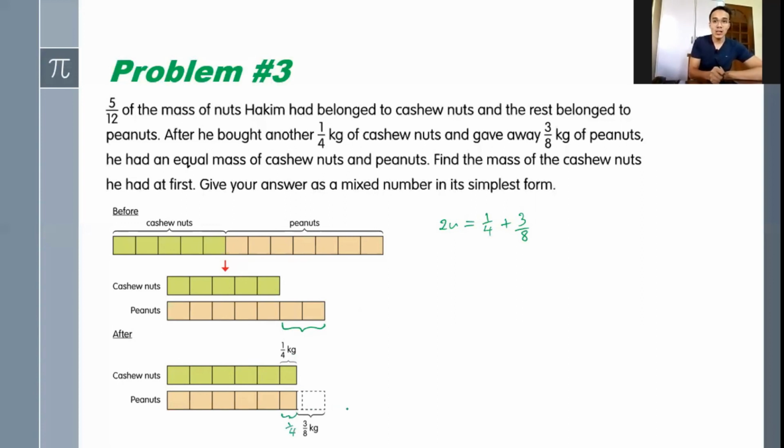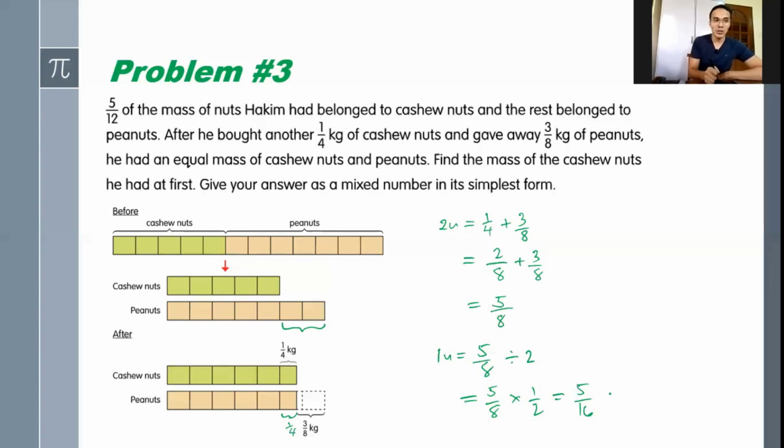So 2 units is 1/4 plus 3/8, and we have to express each fraction in terms of the same denominator, and our LCD is 8. So this is over 8, and the numerator is 2. Multiply 4 by 2, multiply 1 by 2, plus 3/8, and this is equal to 5 over 8. 2 units is 5 over 8, and 1 unit is 5 over 8 divided by 2. Dividing by 2 is the same as multiplying by 1/2. 5 over 8 times 1/2 is 5 over 16.